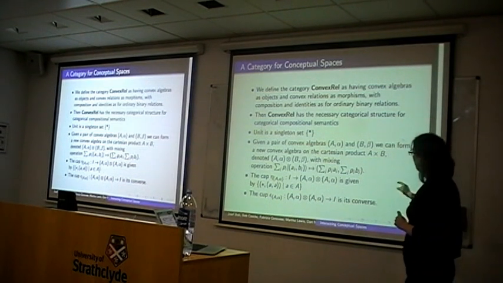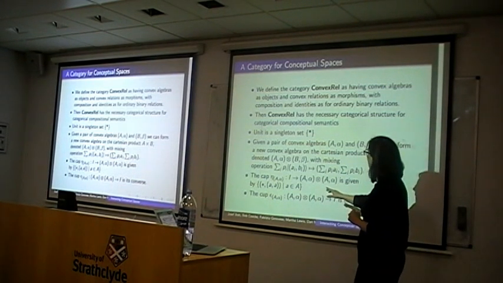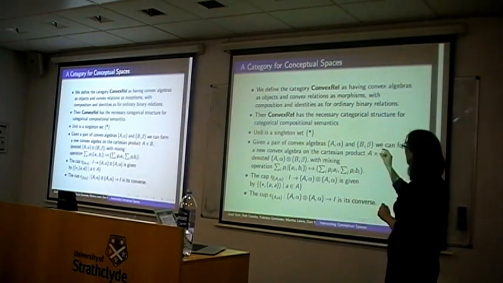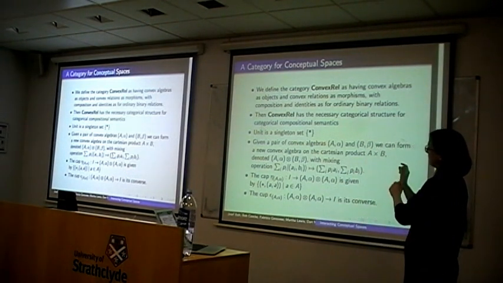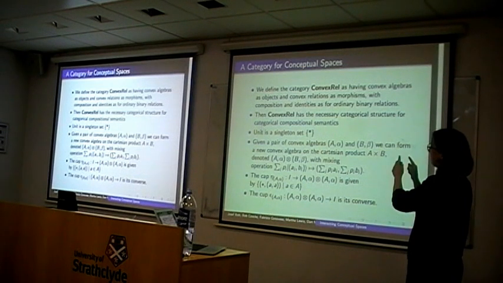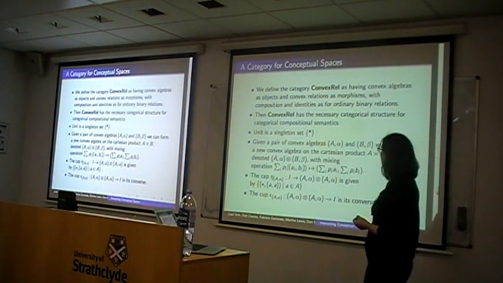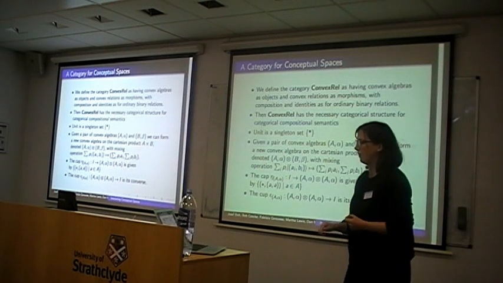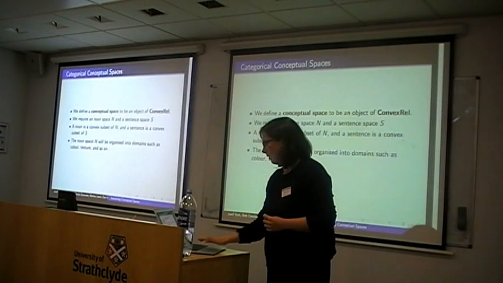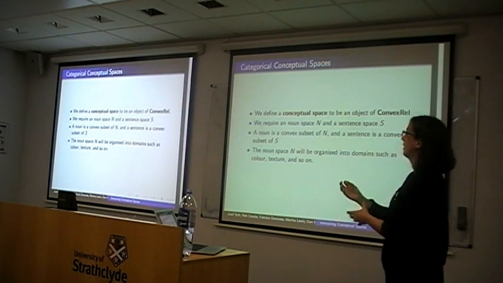The cap basically sends the singleton to the set of pairs where the two elements of the pair are equal to each other, so it's a sort of diagonal set. And then the cup is the converse of that. Okay, so how is this going to work in general?